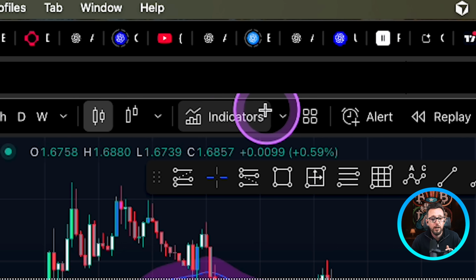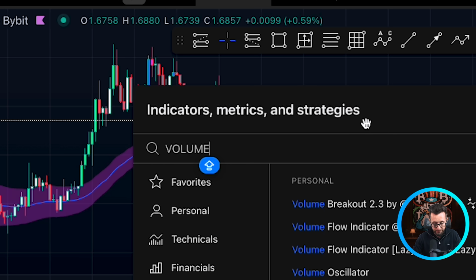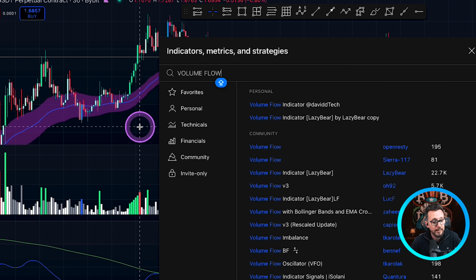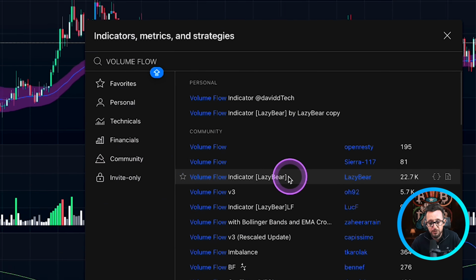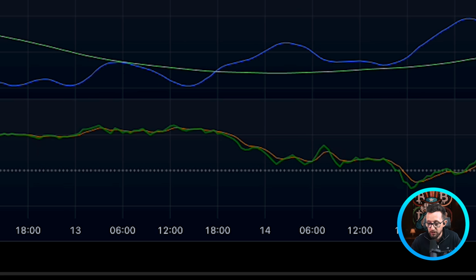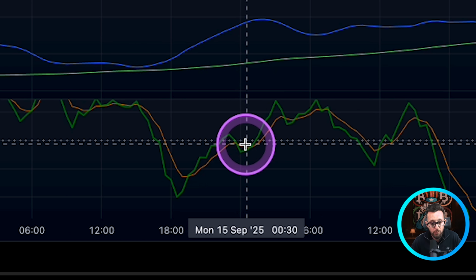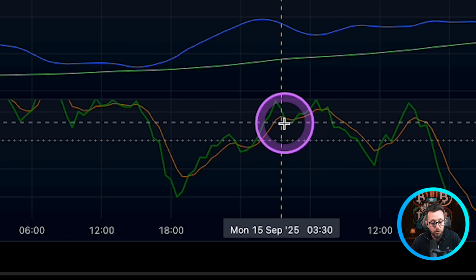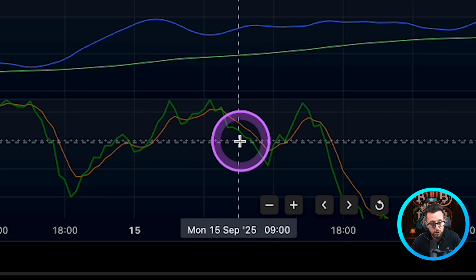And finally, we have one last indicator that we're going to add in, and that is called the volume flow. The volume flow is going to make sure that these candles here are actually true and they're not just fake outs. We're going to be using the one by David Techh just here, and we're going to add that to our charts. Volume flow works in the same way as the flat market. We're looking for the green to be above orange for longs and the green to be below orange for shorts.